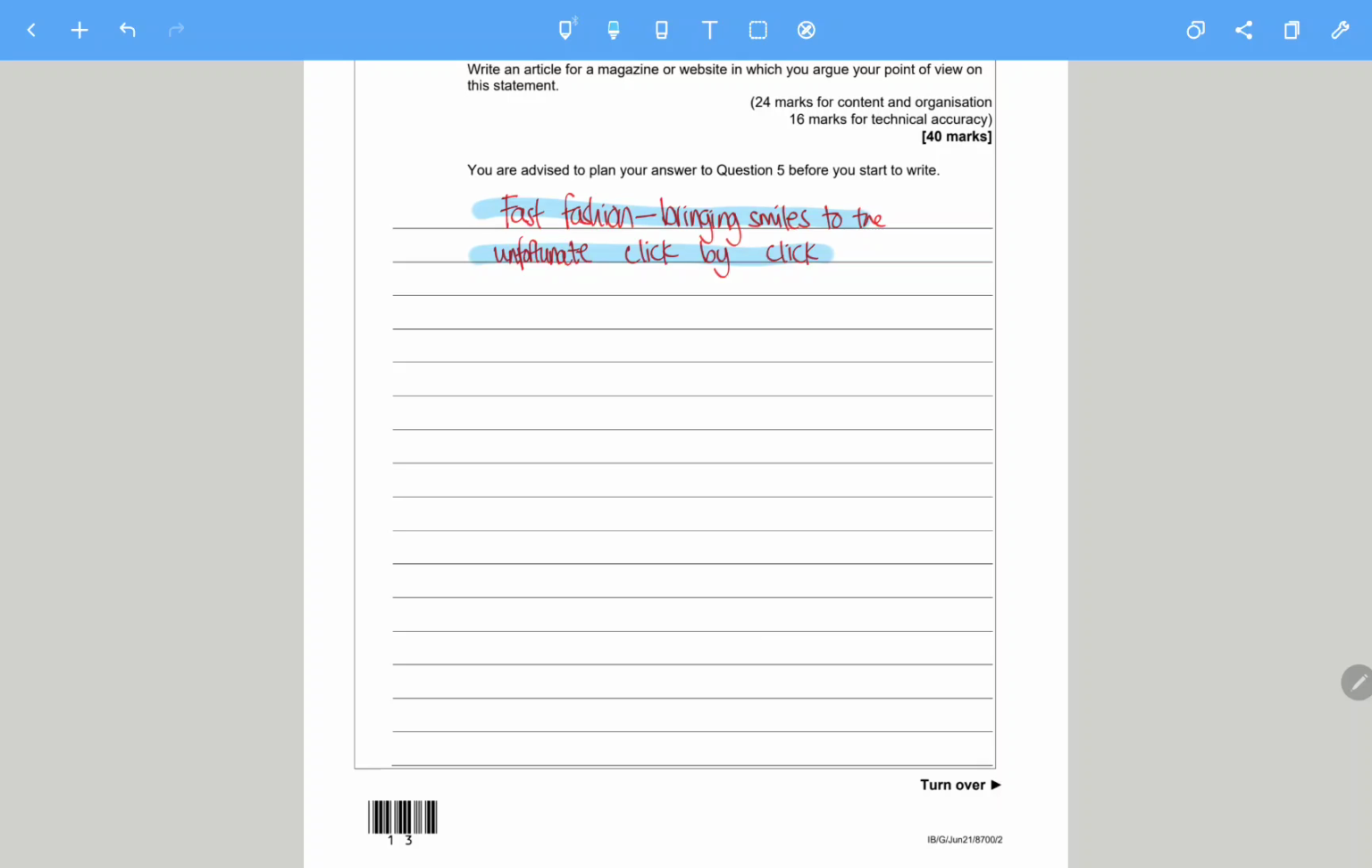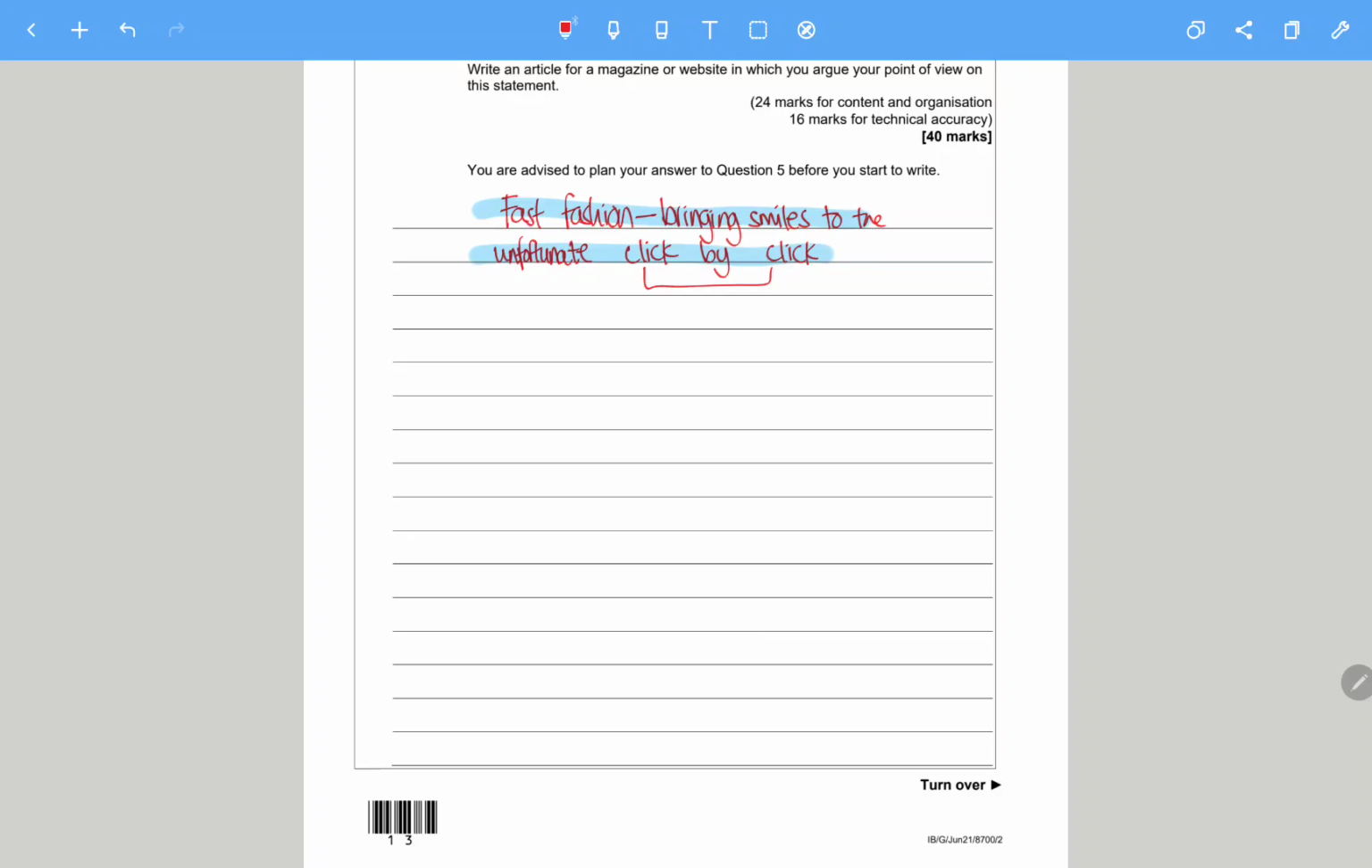So here is referring to the employees who once did not have a job, but now due to fast fashion, they have a job. And how is it bringing smiles to the unfortunate? It's bringing smiles to the unfortunate click by click. So I've actually used a pun here. I've used a pun because if you think about it, when you shop online, you are clicking, isn't it? When you buy something from Zara or Next, you're clicking and you're purchasing something online. Now, every time you click and you buy something, you are bringing smiles to people's faces because indirectly, you are paying the wages. So, of course, fast fashion in this light is beneficial for people.